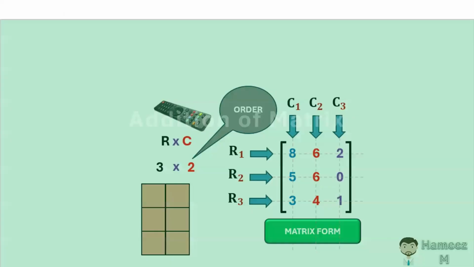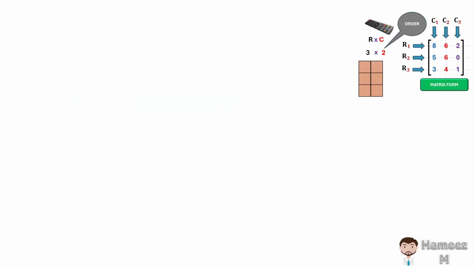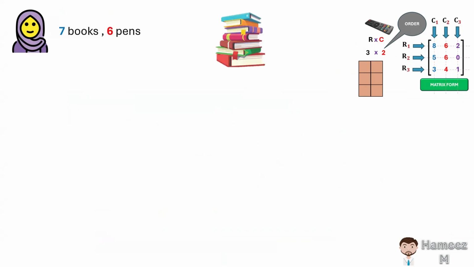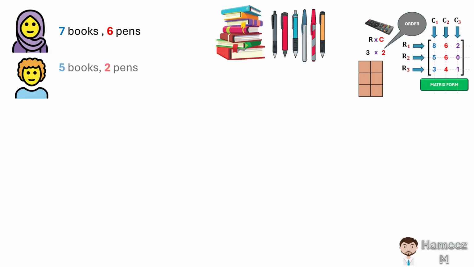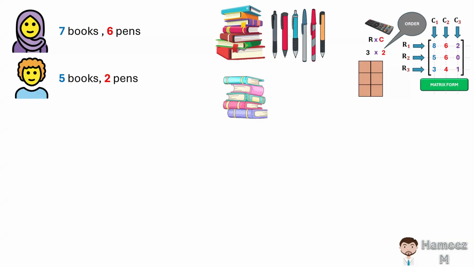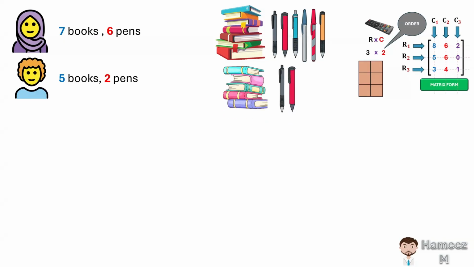Can we add two different pieces of information? Let's recall we have this idea of how the matrix looks. And let's go look at Sarah again. In this case, Sarah has 7 books and 6 pens. 1, 2, 3, 4, 5, 6, 7 books and 1, 2, 3, 4, 5, 6 pens. And her friend Liam has 5 books he brought to school that day. 1, 2, 3, 4, 5, and 1, 2 pens.